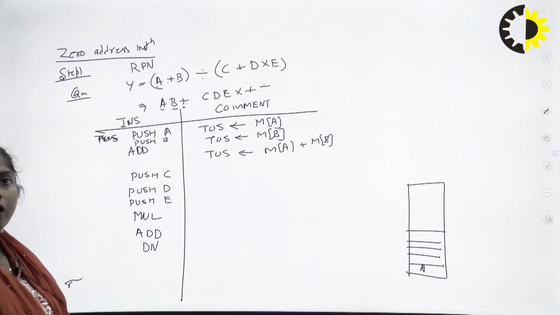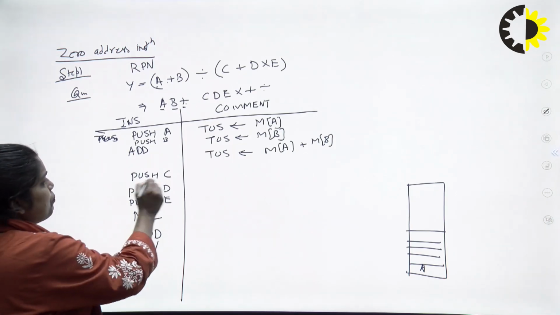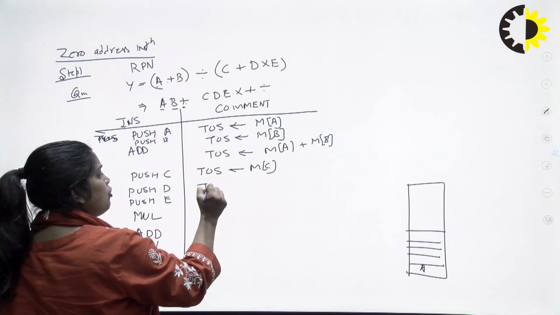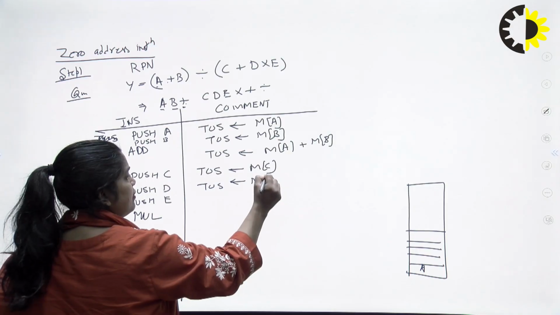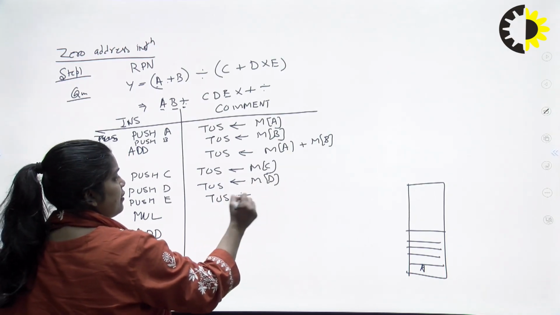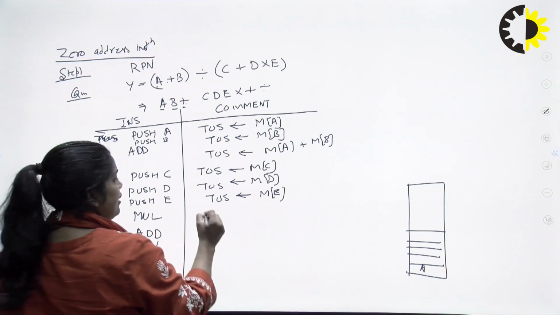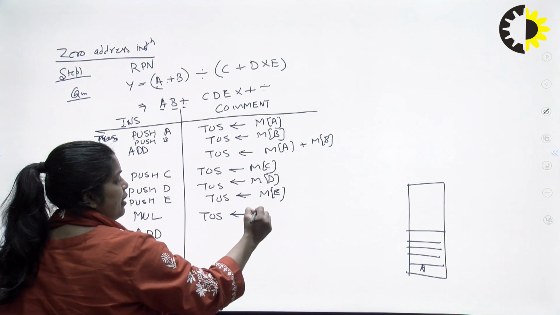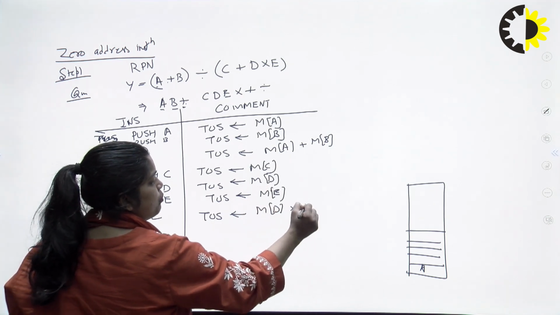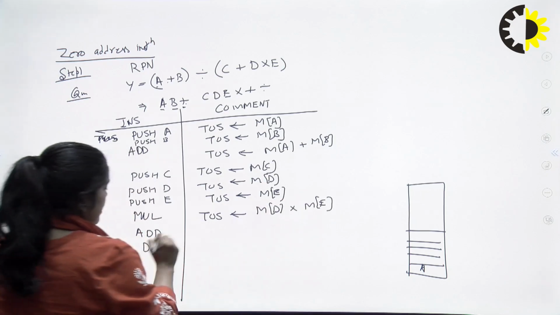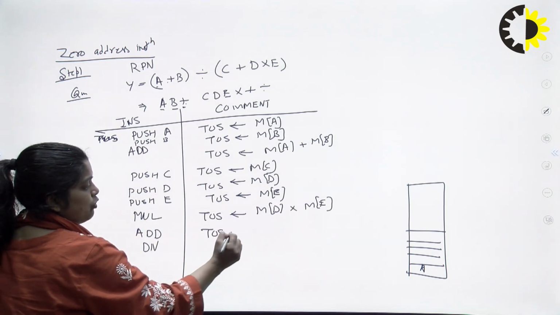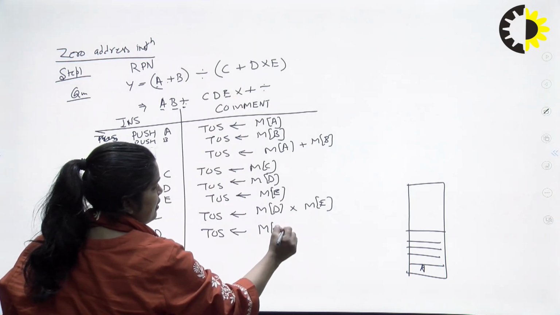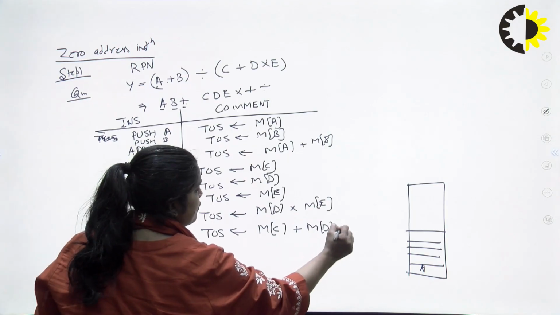Simple. So how will the comments proceed? Push C means in the top of the stack there is a C. Then in the top of the stack there is a D. In the top of the stack there is an E. And then when the multiply is going on, the top of the stack is the previous value M of D into M of E. And when the add operation is going on, the top of the stack is M of C plus M of D into M of E.